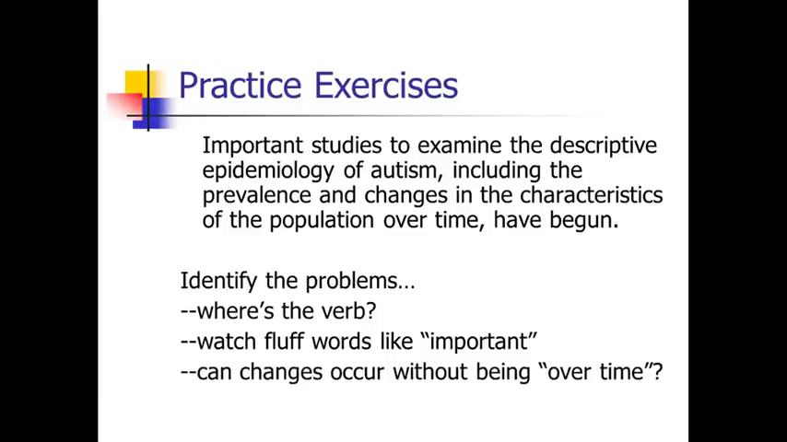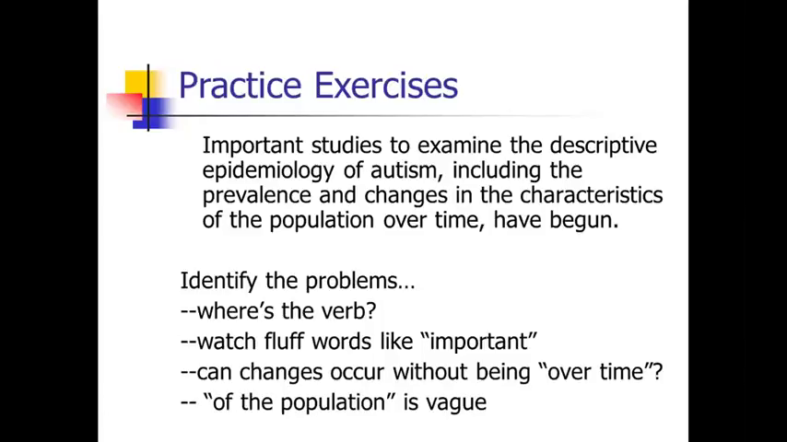A really cute little thing you might have noticed in reading this, you might have picked this up. So they say, including the prevalence and changes in the characteristics of the population over time. So they're talking about changes over time. Now, if you think carefully about that, can you have a change that isn't over time? You can't, right? By definition, changes have to happen over time. So that over time is redundant. It's like what we talked about last week with successful solutions. A change is always over time, so we don't need to put the over time. That's just extraneous words there.